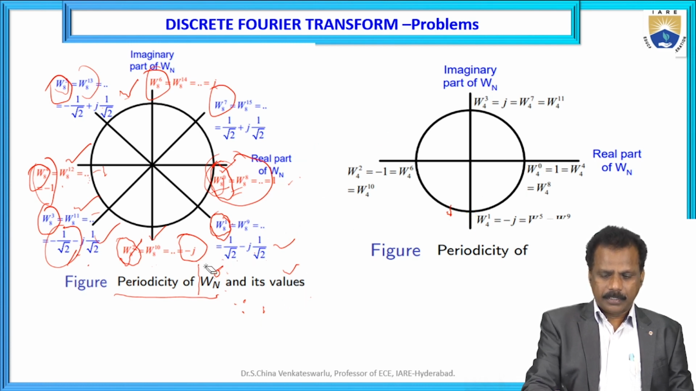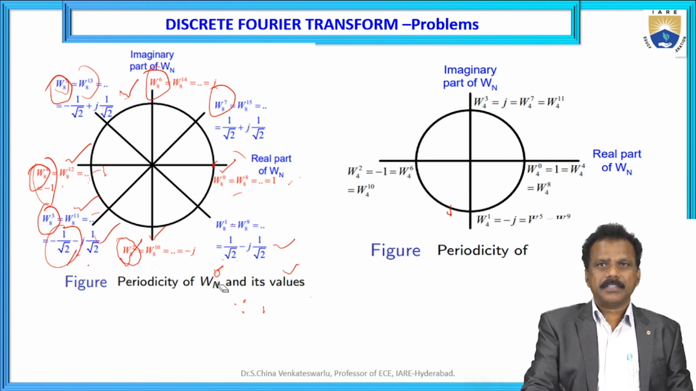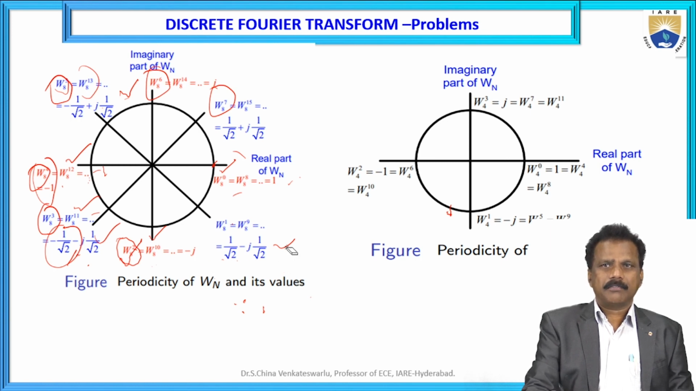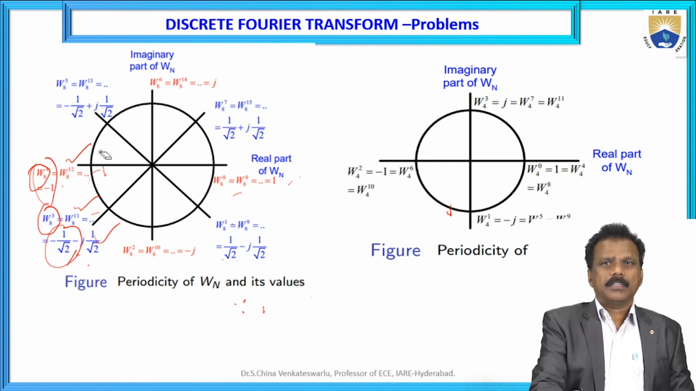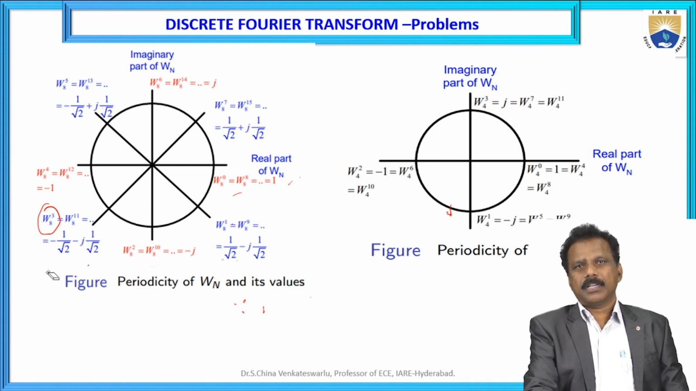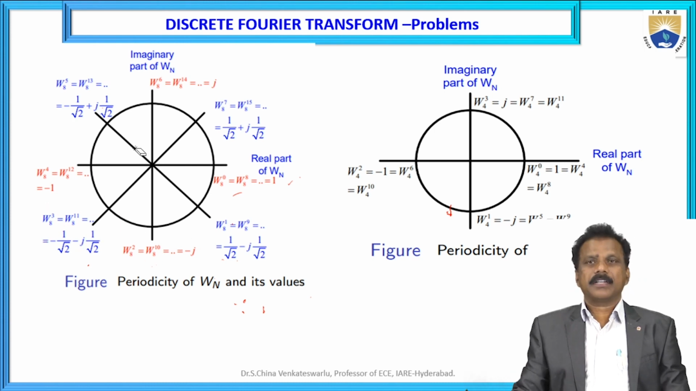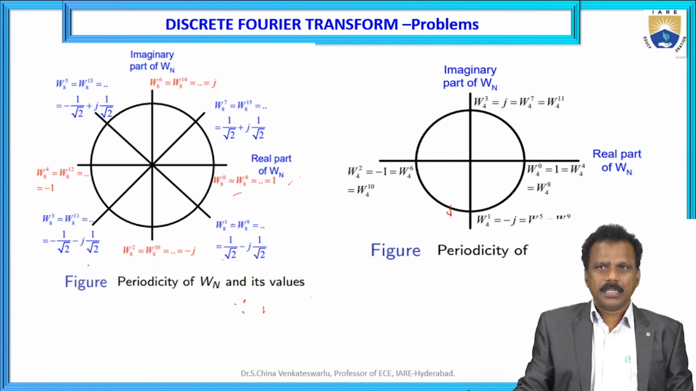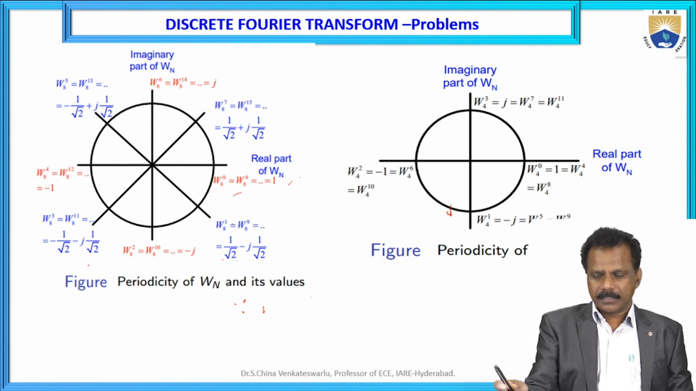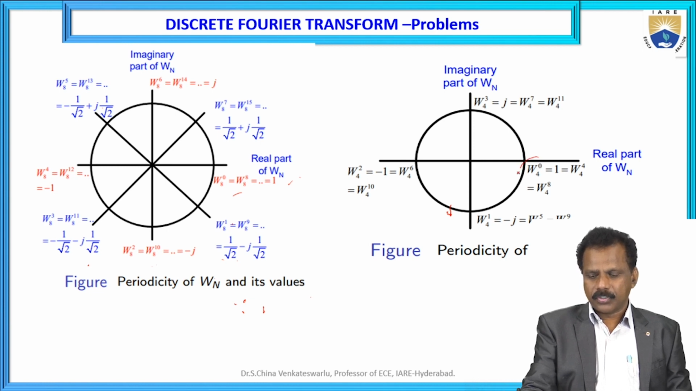So one thing you have to verify is with the help of the periodicity of the weighting function or twiddle factor. We will verify the periodicity of this weighting function, whether the two similar values are equal or not. So the periodicity of Wn and its values are here; it is identified as W4^0.